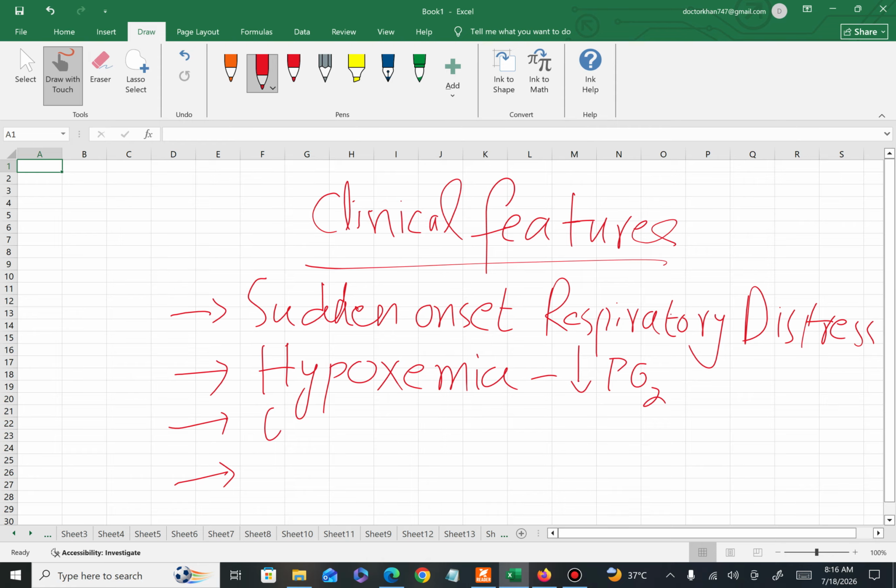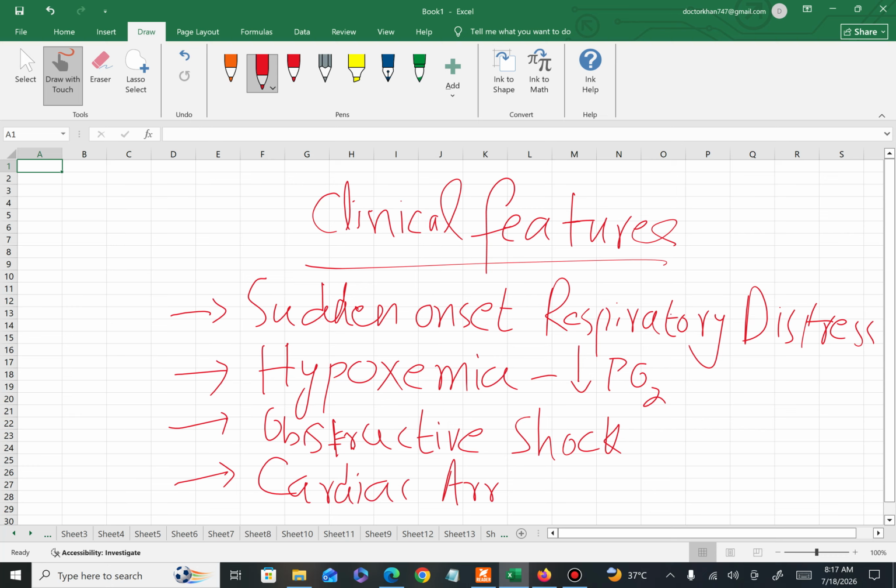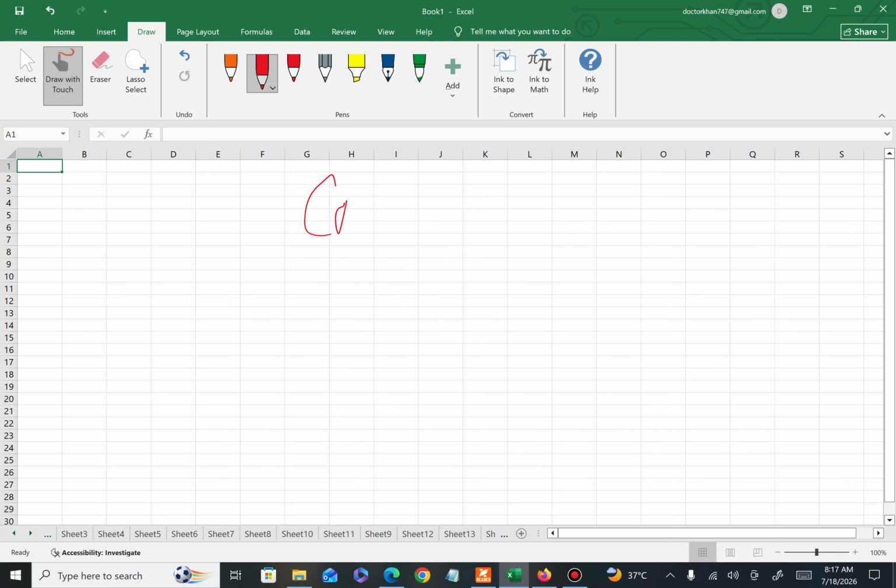It can also lead to obstructive shock, and consequently it can cause cardiac arrest. So these are the clinical features: sudden onset respiratory distress, hypoxemia, obstructive shock, and cardiac arrest. Now, what causes the venous air embolism?